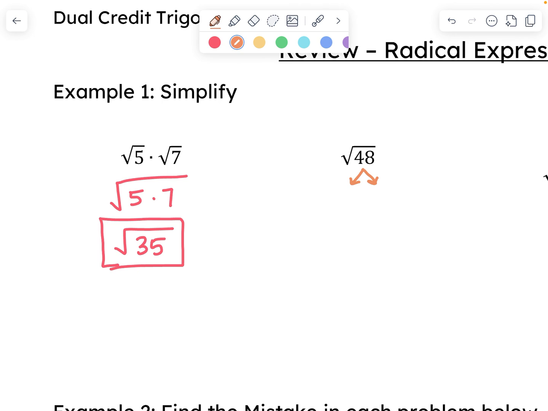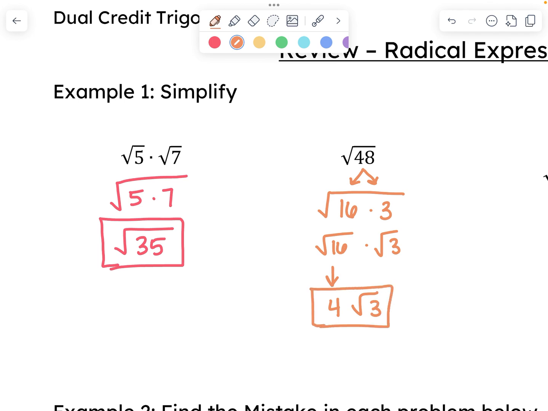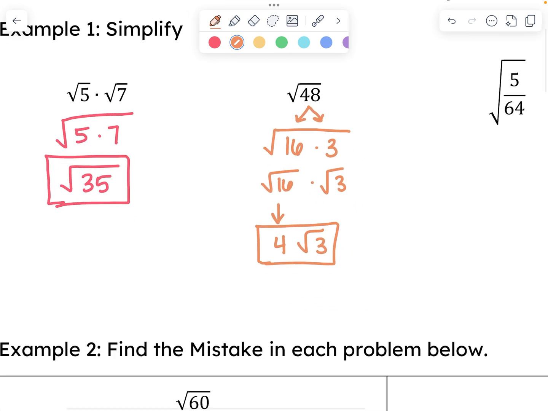I'm going to use the 16 and 3 because then I am already down to 3 being a prime number, and I just have to worry about the 16. So I'm going to split it as the square root of 16 times 3, and I can split it apart, kind of the opposite of what I just did in the last one. So the square root of 16 times the square root of 3, separating them into two different square roots. Then I know the square root of 16 is just 4. So I can write that as 4 times the square root of 3, and that would be my simplified answer. So our goal here is to try and take out as many perfect squares as we possibly can.